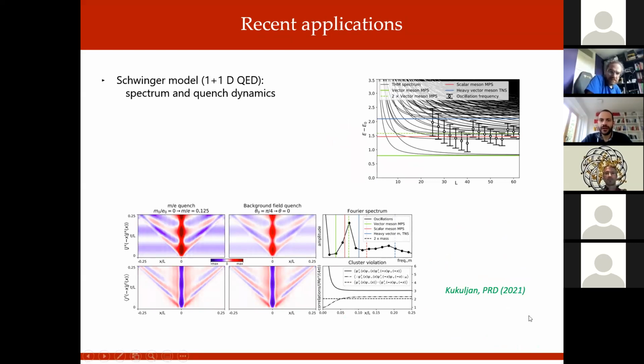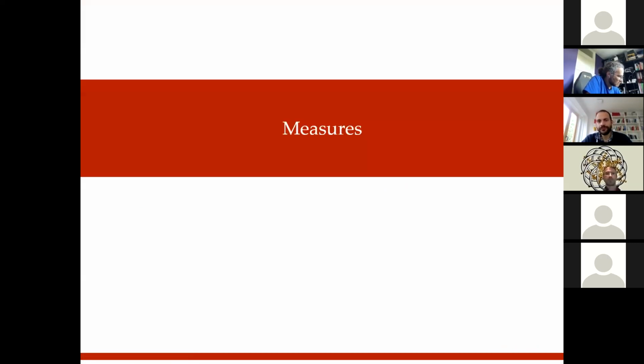Kukulian to calculate the dynamics of the Schwinger model that I mentioned briefly earlier, which is nothing but the 1+1 dimensional version of QED. So it was possible to verify the energy spectrum and compare it to predictions from lattice discretizations, and also to study the same question about spreading of correlations after quantum quenches. So there is a number of interesting applications recently and some activity.